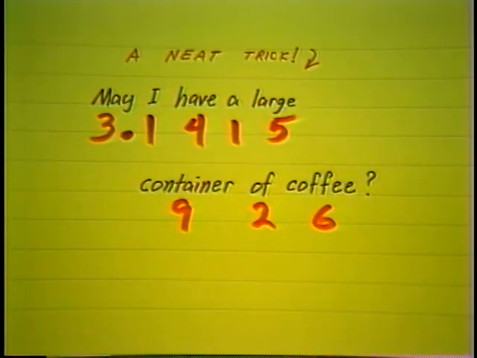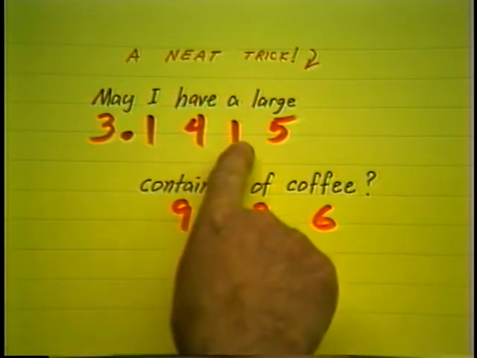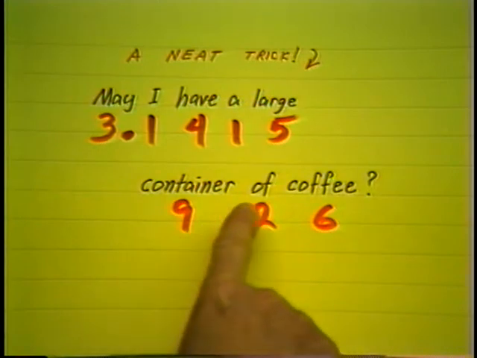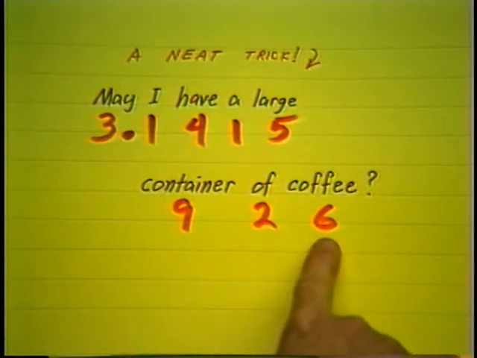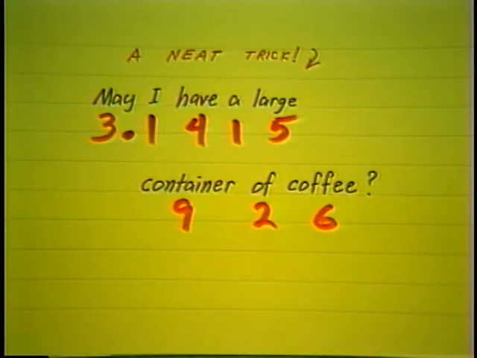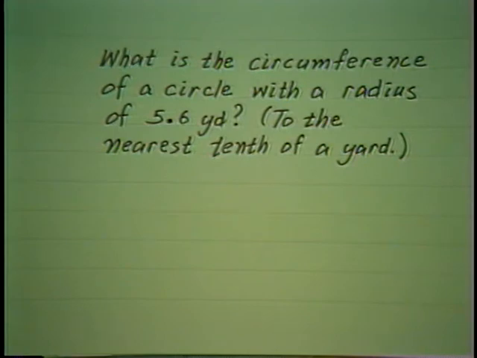May I have a large container of coffee? Pi, accurate to the nearest hundredth, thousandths, 10,000ths, 100,000ths, millionths, out to the nearest 10 millionths, which is more accuracy than you'll ever need for most problems. It's a nice trick, isn't it? Now let's use those facts for this problem.